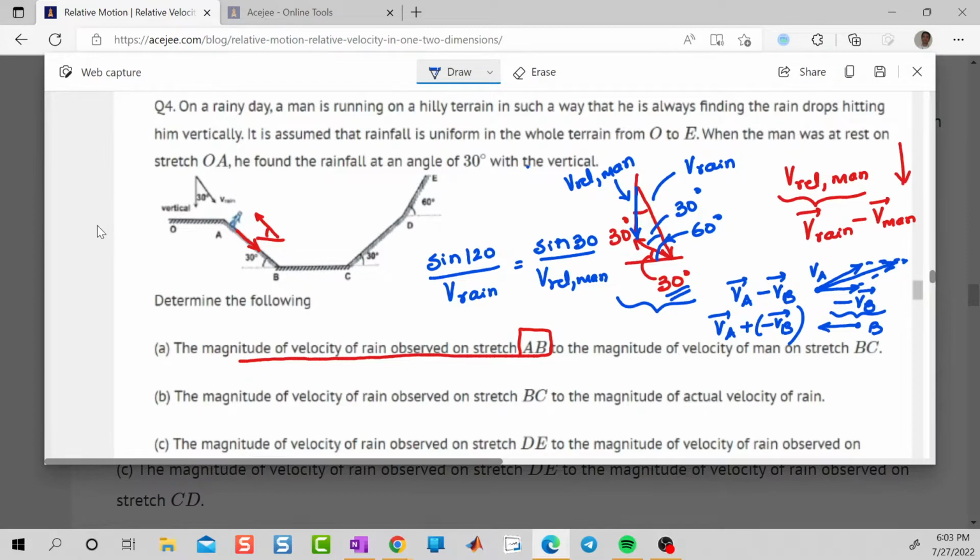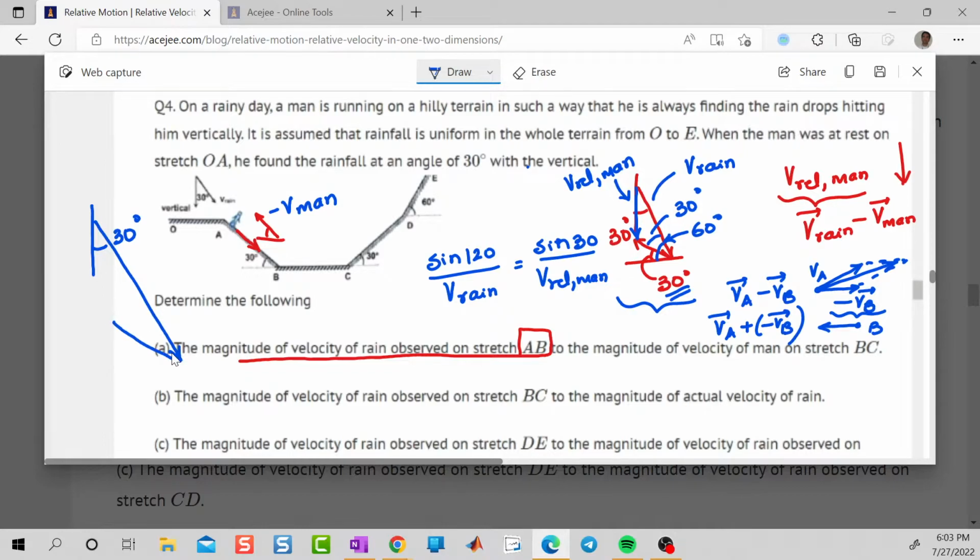So we know rain is falling at an angle of 30 degrees. I'm going to make it slightly bigger so that we can see the angles clearly. So this is V rain with respect to the ground. This angle is 30 degrees. Now man is running down the slope AB. So V man is along AB. That means minus V man is up the slope, from B to A. This is minus V man. So minus V man is like this.